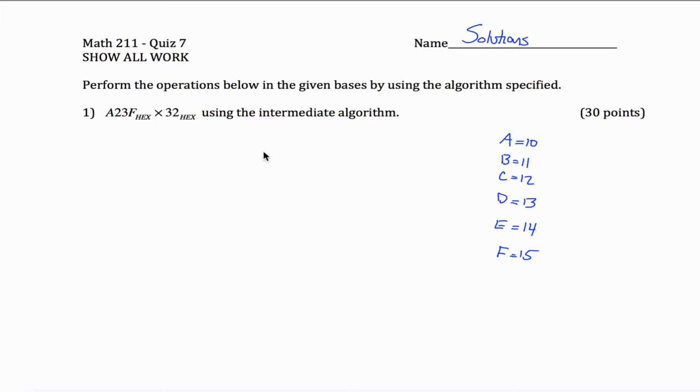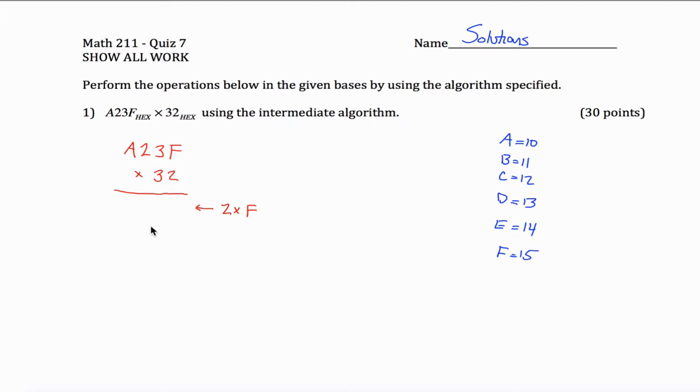Okay, so we're doing some multiplication here, but specifically with the intermediate algorithm. So what I will do is I'll write A23F, probably a bigger number than I needed to use for this problem, times 32. And what I'm going to do is I'll multiply 2 times F here. And remember, F is 30. So, sorry, F is 15, as it says right here. So 2 times 15 is 30. So what I got to write, maybe I'll even keep track of what I'm doing in each line, is 2 times F will go on this first row.